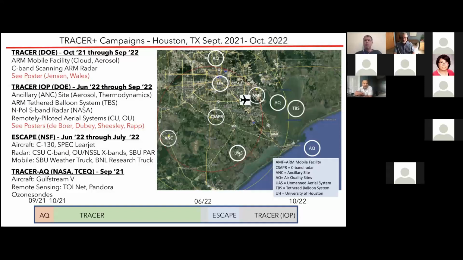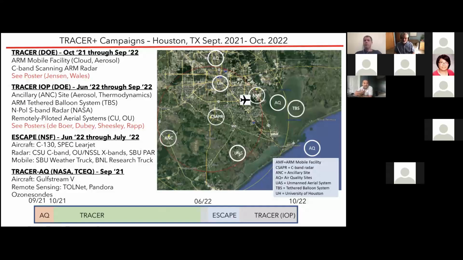At the bottom left, we can see the campaign there. That's funded by NASA and the Texas Commission on Environmental Quality. And they have a G5 that has a nice HSRL on it, and then a lot of surface instrumentation to measure ozone and aerosol properties.